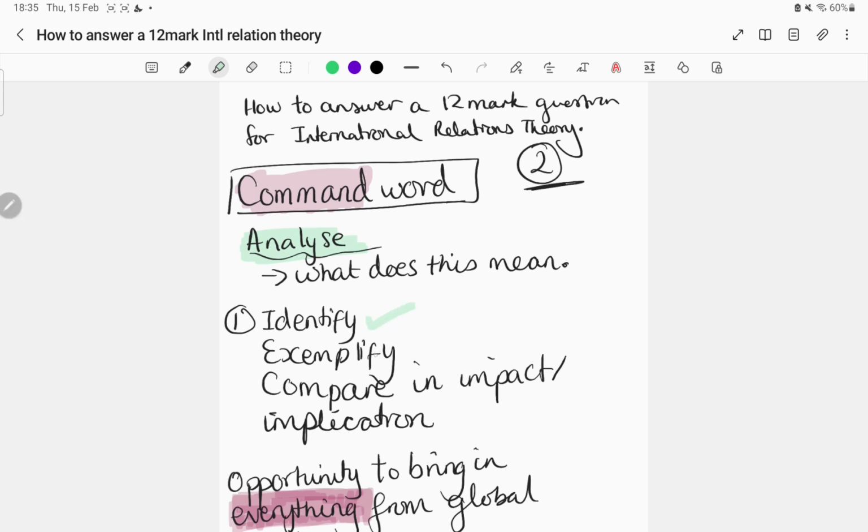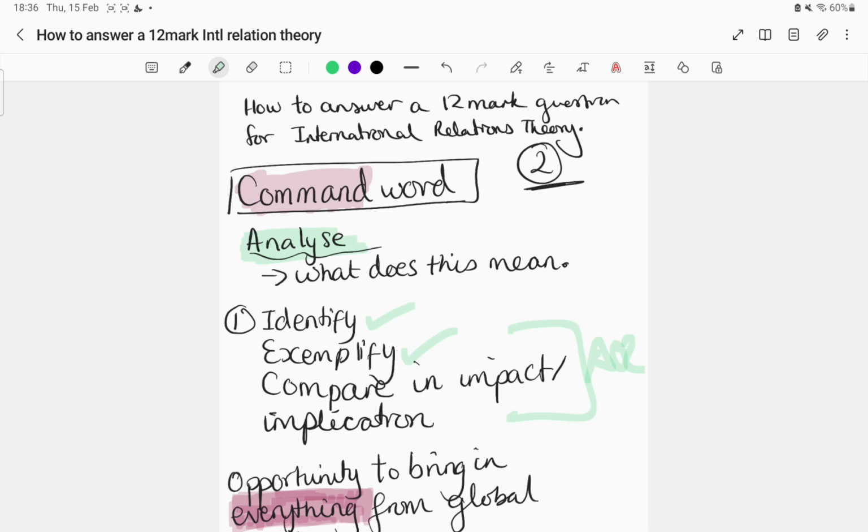exemplify once you've identified the different point, and then you will compare the impact and the implications of these differences, which is where you will get your AO2 points. So your AO1 will be in your examples and your points, and your AO2 will be in your explanation of why this is the case, and then linking that to what it really means in the real world.